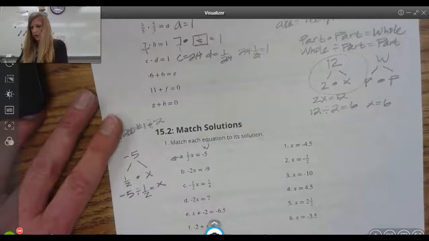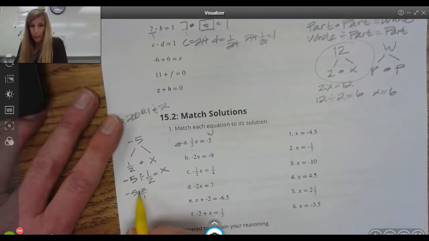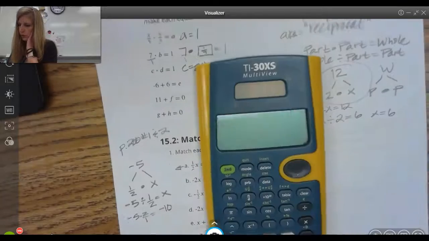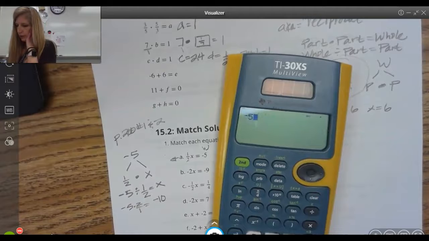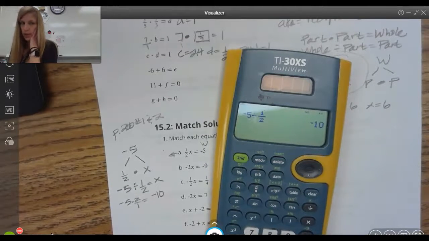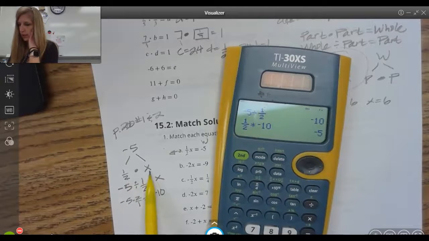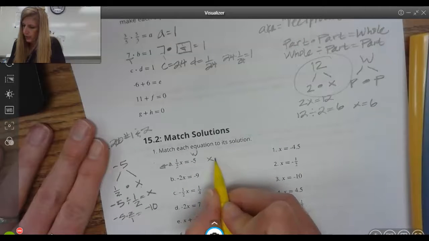So if you have your calculator, you can use that to plug it in and just work that. Or you could do -5 times 2 over 1, because when we divide fractions, we multiply by the reciprocal. So that would be -10. Okay, so in your calculator, you would do -5 divided by 1 over 2 gives us -10. And then to check it, I would do 1/2 times -10, and I got -5, so that's the correct answer. Okay, so this is going to be x equals -10.